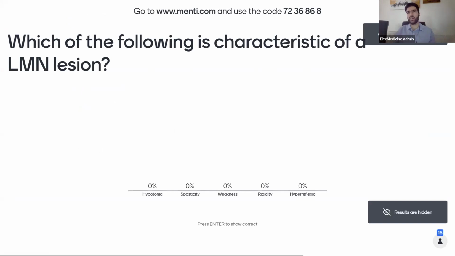Someone's asked, what's the other antibody that we test for in MG? So it's the acetylcholine receptor antibody, and something called MuSK, muscle-specific kinase, which is seen in a small proportion of patients.